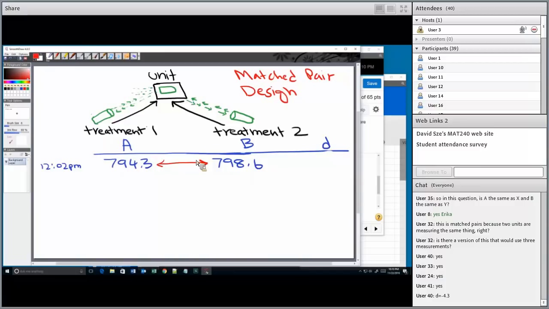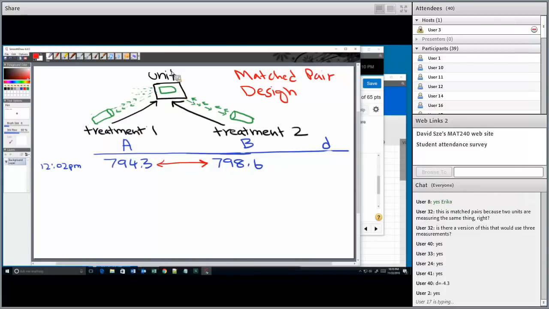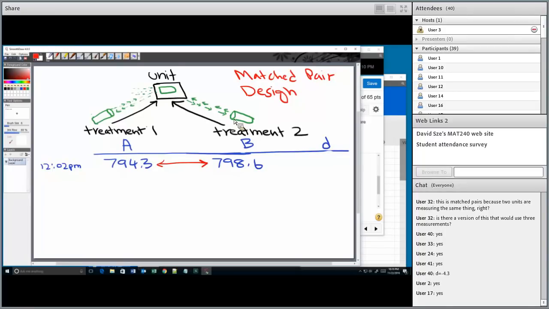This completes the matched pair design because you have a shell that's a unit, two treatments are measuring it. The same shell is being measured by two different devices. And then when you get these measurements, they're connected with each other, right? Because when the shell is fired, that's the only time you can take the measurement. And each time the shell is fired, the measurement is taken. So both these measuring devices measure at the same time. That's why this is connected. And now I can find my D, right? The D is simply just 798.6 minus 794.3. So whatever value that is, let's see what that is.